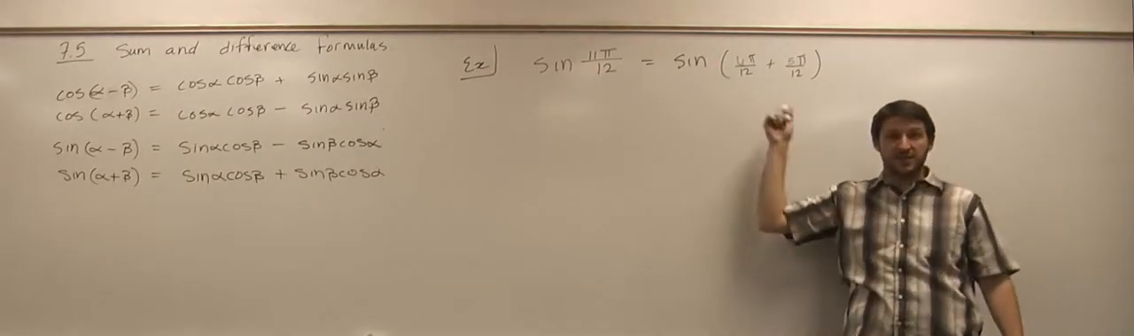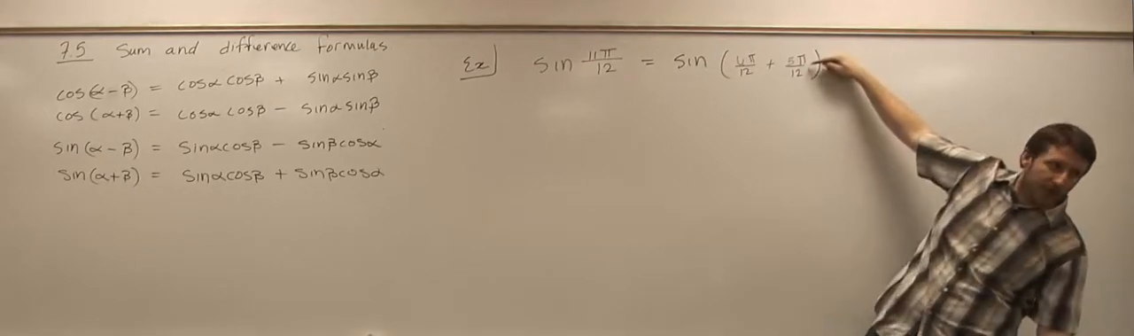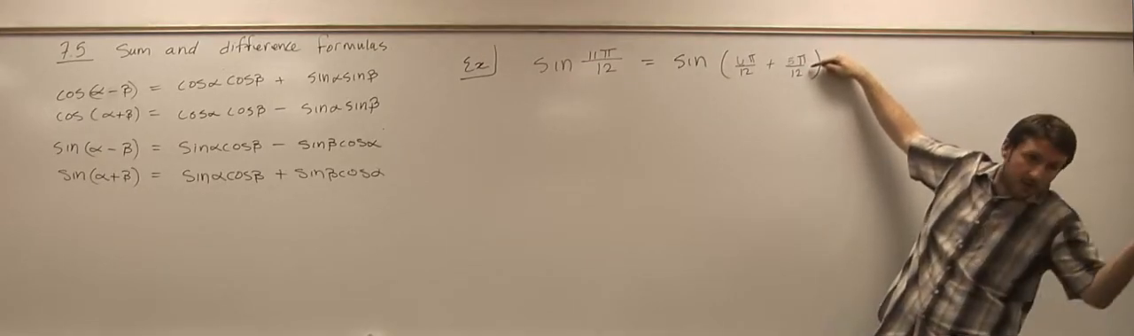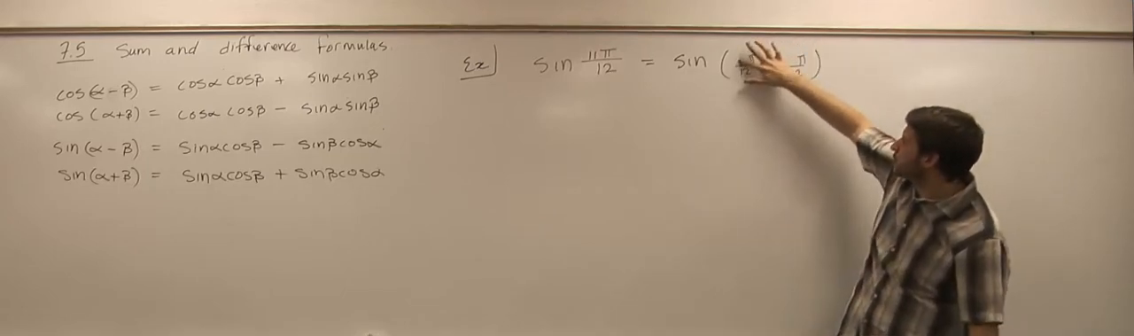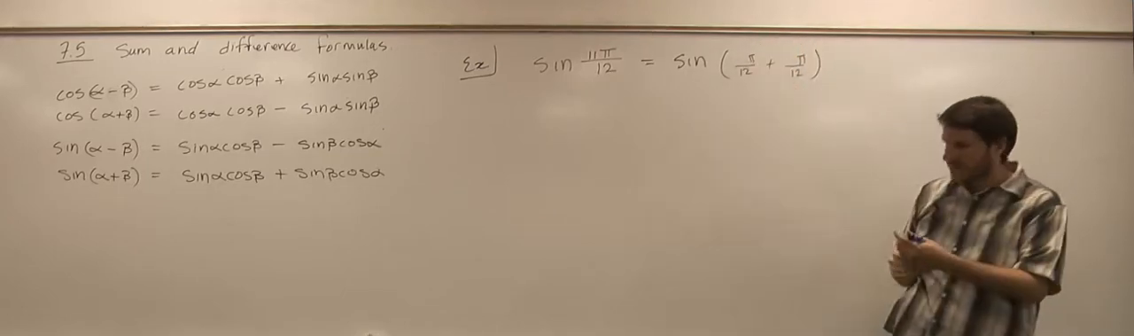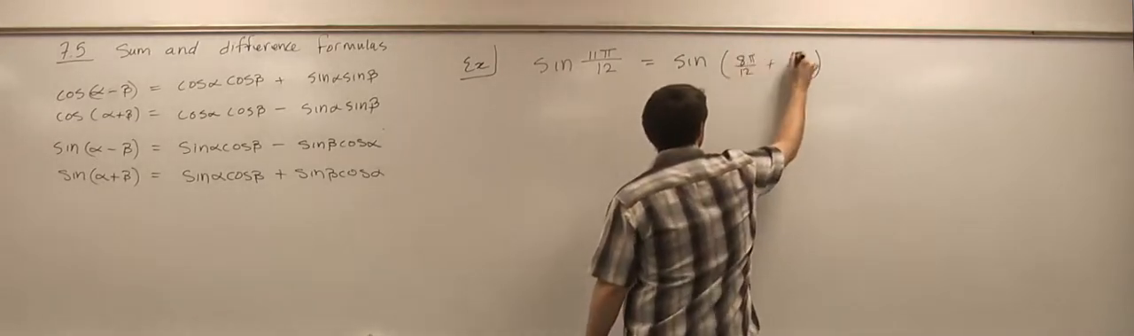Should I put a 6 and a 5 there? No, why not? Because you don't know anything about that. I don't know squat about 5 pi over 12. I don't know what sine or cosine of 5 pi over 12 is. So you want to pick something that will reduce. So pick something for me. 8 and 3. Those sound like winners.